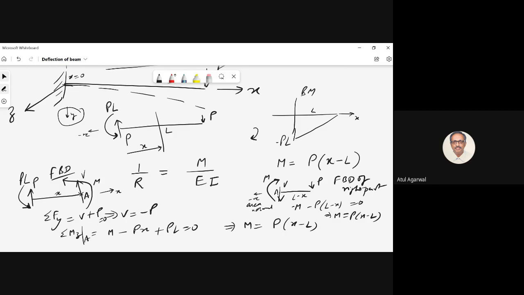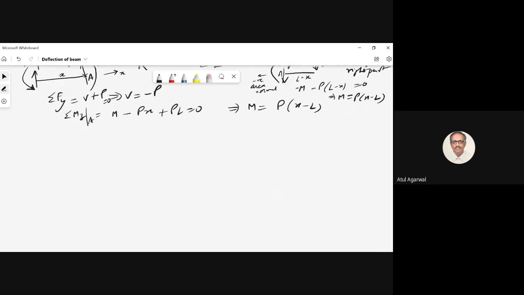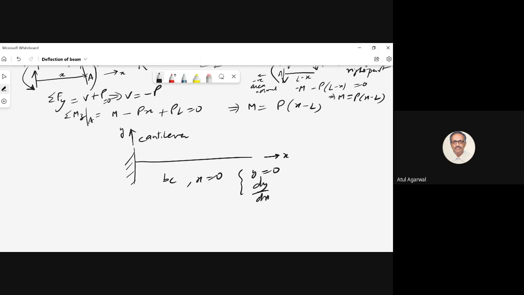So you get the bending moment distribution along the length, and it is given by the function M is equal to P into x minus L. So I am doing a cantilever. Cantilever is fixed at one end. This is a cantilever. So what are the boundary conditions for a cantilever? At x is equal to 0, we have y is equal to 0, and dy by dx is also 0. So this cantilever will deform like this.